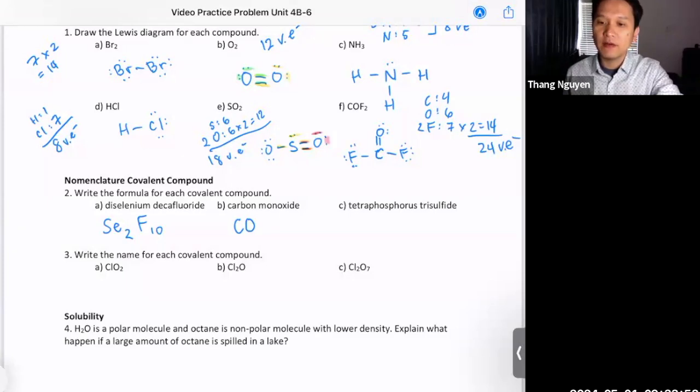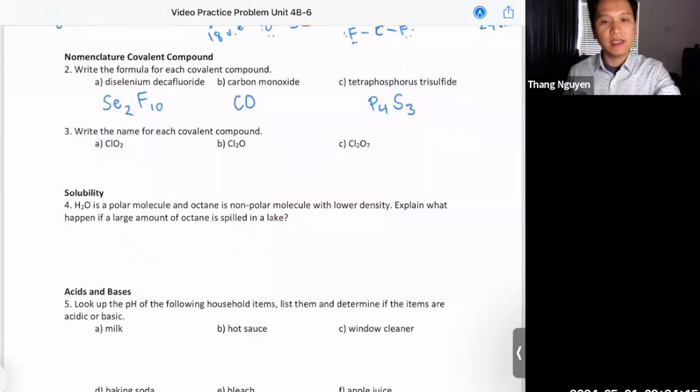Next, tetraphosphorus trisulfide. Phosphorus is P. Tetra means how many? 4. Sulfide is sulfur, S. And how many is tri? Tri is 3. All right, so that's it for number 2.